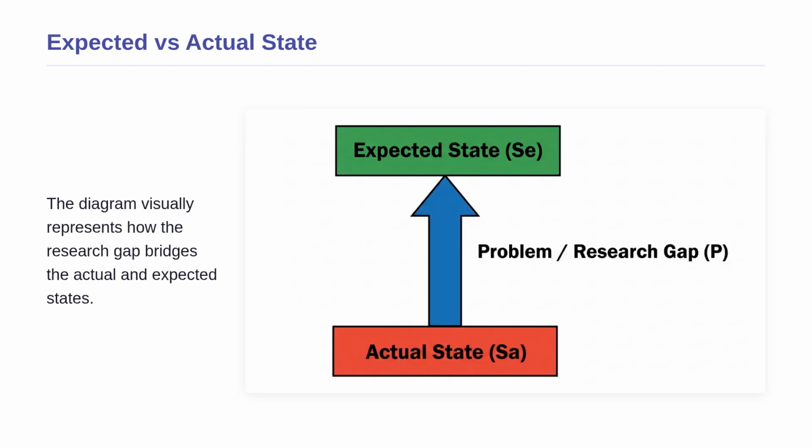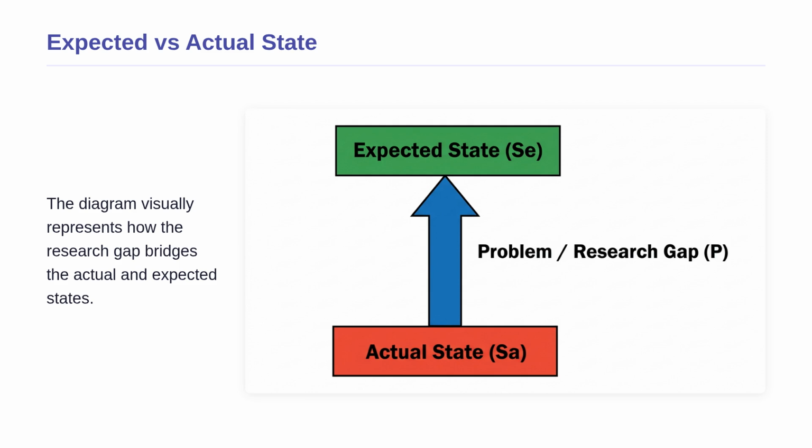Having calculated the gap in 2 different scenarios, let us visualize exactly what this looks like. On the screen, you are seeing a clear schematic diagram of the problem identification concept. At the very top, we have a green block representing the expected state, or SE. This is where we want to be. At the bottom, we have a red block representing the actual state, or SA. This is where we currently are.